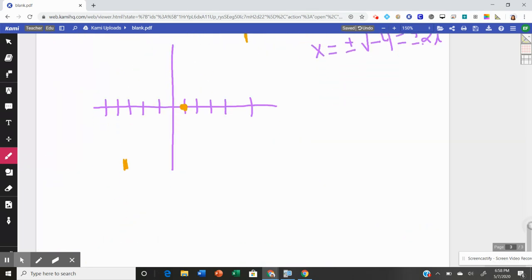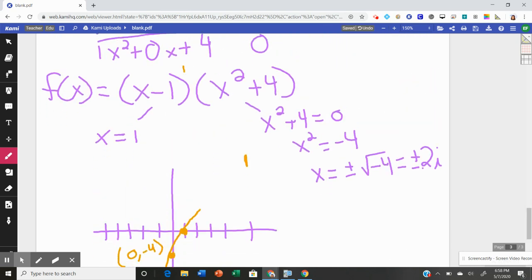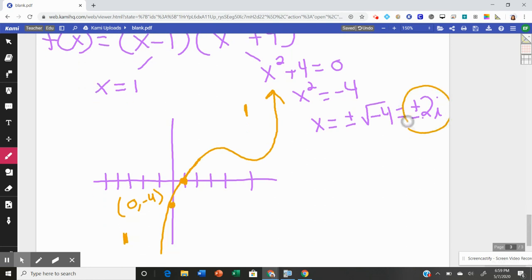It looks like it's negative 4. So I'll make sure I get that plotted on there. So that's 0, negative 4. So my graph, like I said, starts in the negative direction. I do have to cross here, right? Because the multiplicity is 1. So that's going to equate to a cross. And then as the graph's going up, it's going to have some sort of a dip and then pop right back up. The fact that the graph dips a little bit is what symbolizes these complex roots right here.